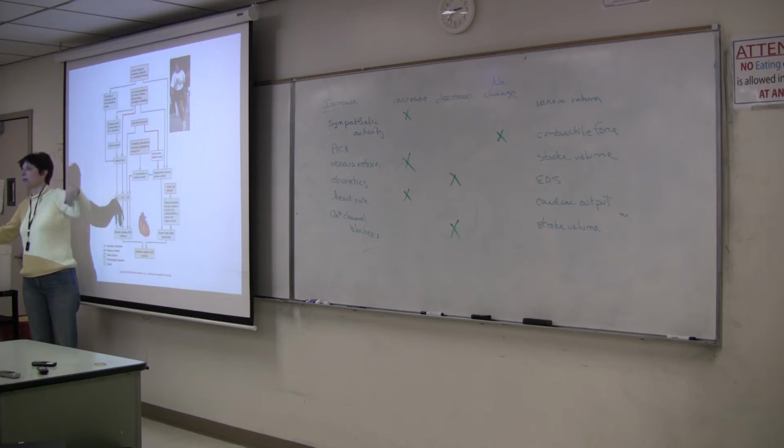So as blood is going out, what's happening to venous return? It's dropping, therefore stroke volume is dropping as well. And because stroke volume is dropping, heart rate is going up, okay? So this is just tying all of that together.